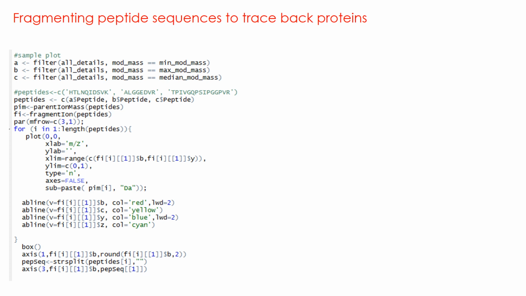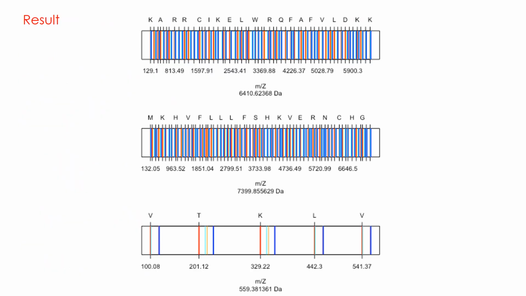Since we had calculated the modified mass of these protein samples, we identified 3 peptide sequences from within the data set that we were given, which is the all details data set. We took the minimum modified mass, the maximum modified mass, and the median modified mass. Next, we used the fragment function to pick these peptide sequences with the minimum, maximum, and median modified mass. And this is the result that it produced.